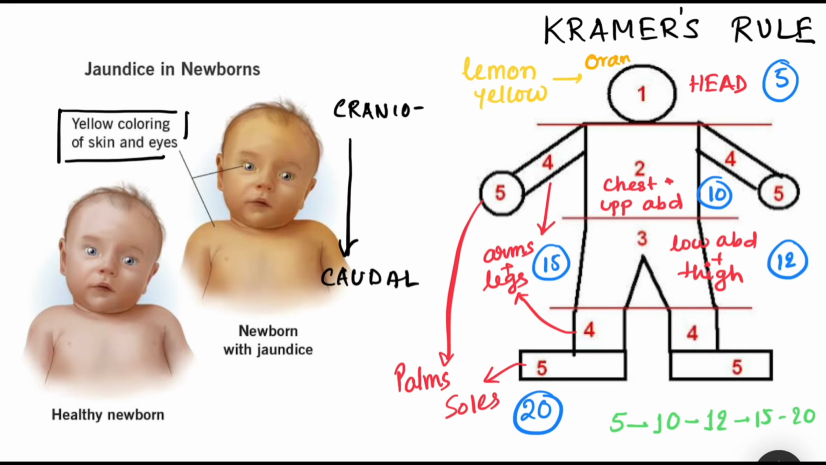Then if this is lemon yellow, they will take a lower part of that, like they will consider it to be 3 or 4 in case of the head, or if this is orangish, then they will consider it to be 6 or 6.5, like that. All these values that we have discussed are the median values, and this is what Kramer's rule says.